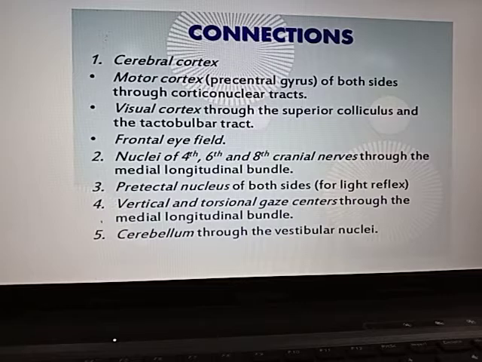Then come to the connections. One is the cerebral cortex, the motor cortex of both sides through the corticonuclear tract, and the visual cortex through the superior colliculus and the tectobulbar tract. The frontal eye field to the nuclei of the 4th, 6th and 8th cranial nerves through the medial longitudinal bundle, and the pretectal nucleus of both sides for light reflex, vertical and torsional gaze centers through the medial longitudinal bundle, and the cerebellum through the vestibular nuclei. So the cerebellum, frontal eye field, visual cortex, motor cortex, and both sides for the light reflex, all these things are interconnected with the nucleus of this oculomotor nerve.